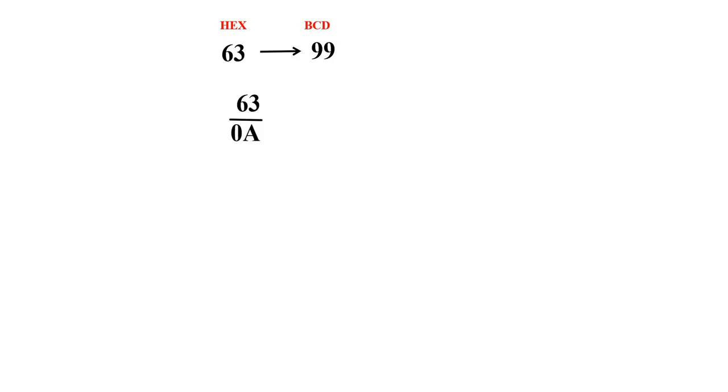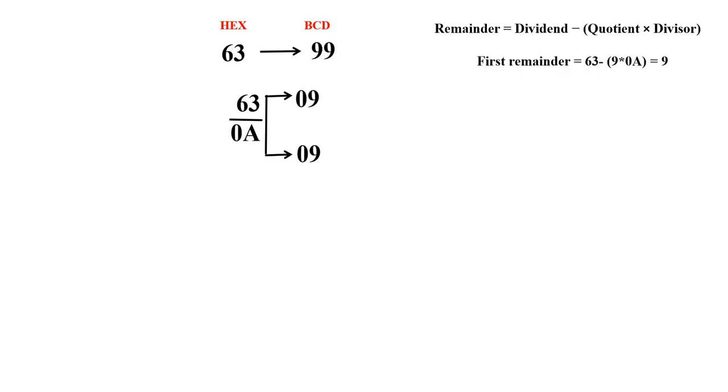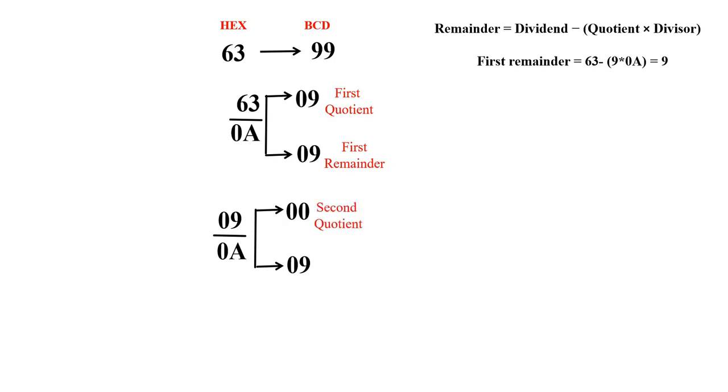Take 63, divide it by 0a, that is 10. You get the quotient and the remainder. Here the remainder is obtained again by using the formula remainder is equal to dividend minus quotient into divisor. So the first remainder will be 63 minus 9 into 0a, that is equal to 9. So this is the first quotient and this is the first remainder. Now again you have to perform the division on the first quotient, that is 09 by 0a. Here you will get the quotient as 00 and the remainder as 09. So the second quotient is 00 and the second remainder is 09.